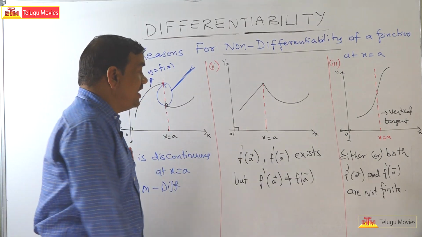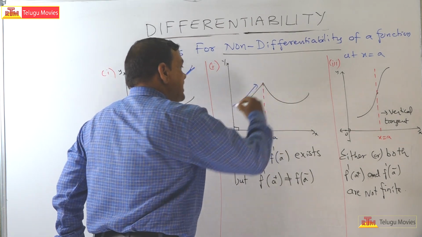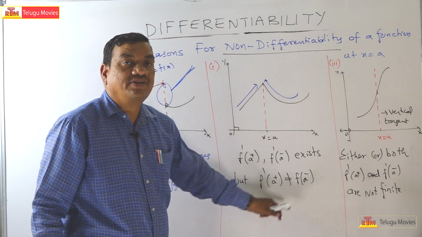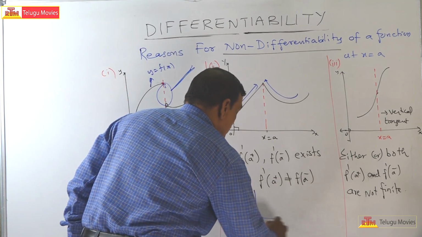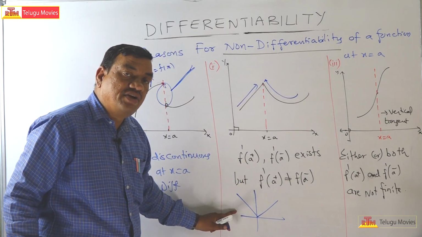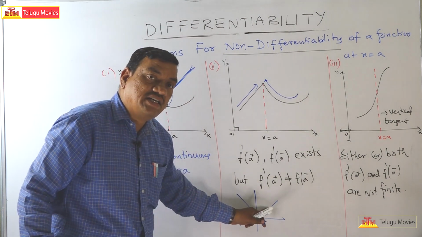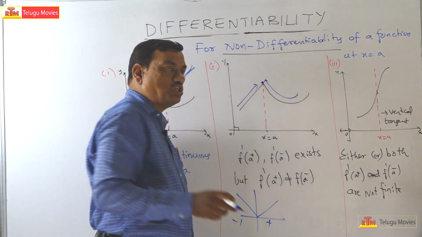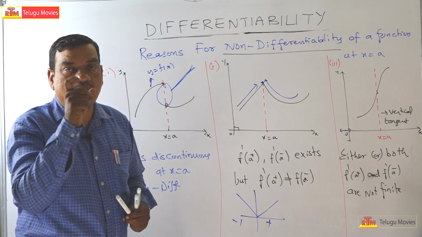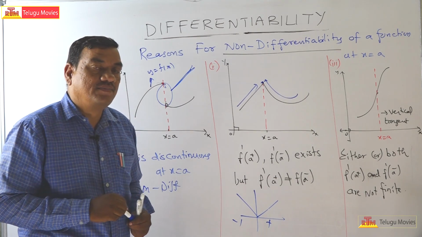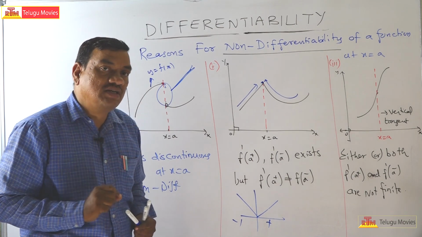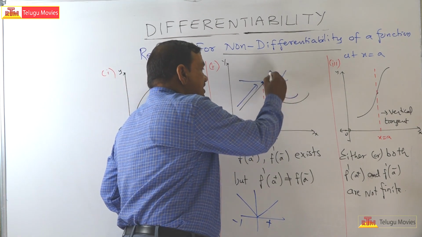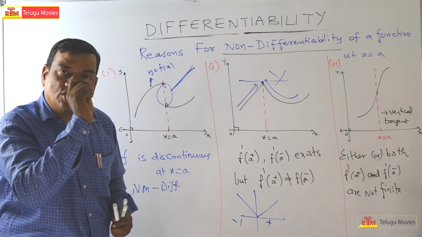Another situation is there. Here, the left hand side derivative and the right hand side derivative both exist, but they are not equal, just like the modulus function. Here the left hand side derivative exists, that is -1, and the right hand side derivative exists, that is +1. Both are not equal. In that situation, there will be a sharp edge. Wherever a sharp edge is there, even though the function is continuous at that point, it is not differentiable. That means we cannot draw a tangent at the sharp edge.